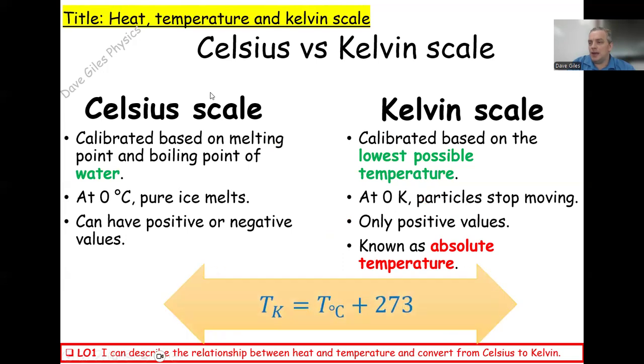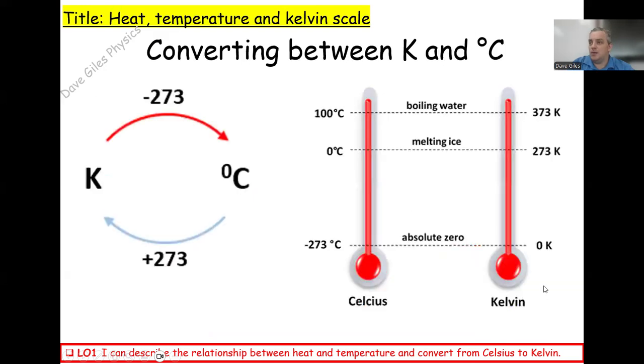So to convert from Celsius to Kelvin, you take your temperature in degrees Celsius and add 273 to it. So 0 Kelvin, for example, would be negative 273 degrees. So here's the conversion. If we're going from Kelvin to Celsius, you subtract 273. If you're going from Celsius to Kelvin, you add 273.